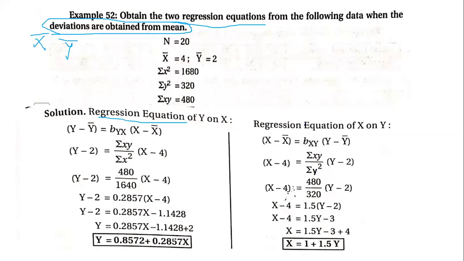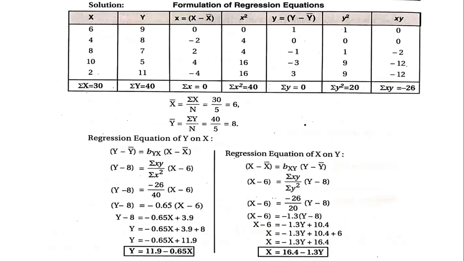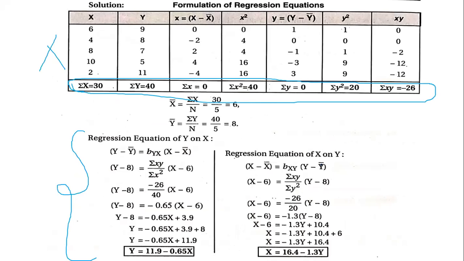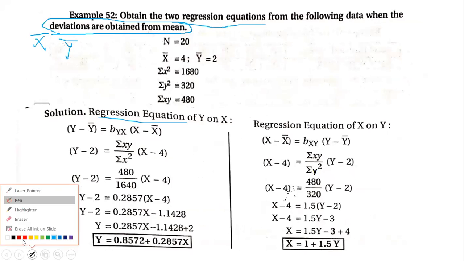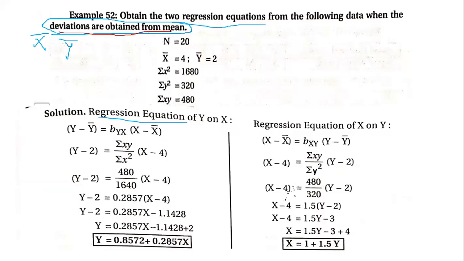So what is the difference? If you compare this problem, you need not solve all this. They have given you the data from here. This data is being given to you. You only have to solve this part of the problem. That can be asked for a 6 marks question. So here it's very, very easy, but you have to understand and read the question properly. Obtain the two regression equations from the following data when the deviations are obtained from mean.